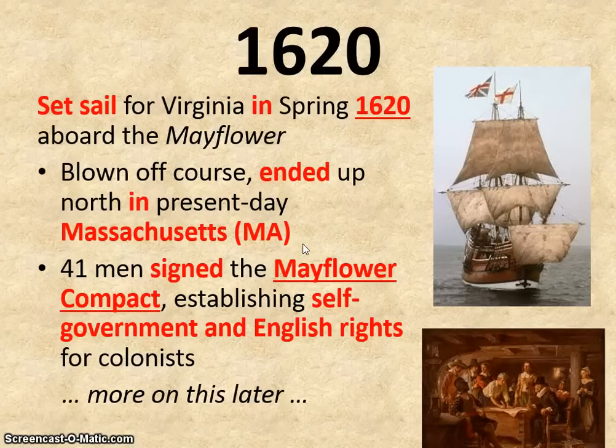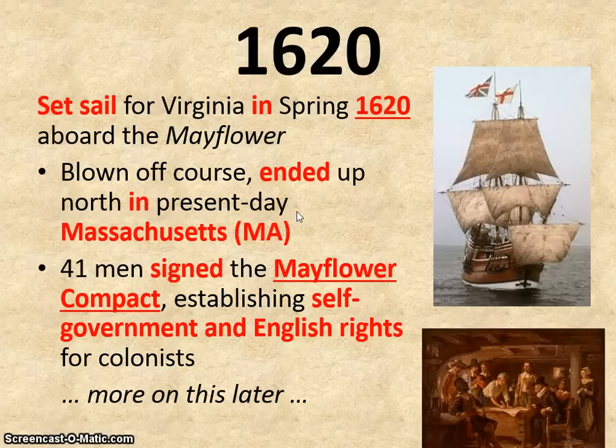So let's look at that date, 1620. We've already talked about 1607, the founding of Jamestown. Now here's another important date, 1620. This was the year that the Pilgrims set sail for Virginia aboard their ship, the Mayflower. On their way to Virginia, they were blown off course and ended up north of their destination in what we now call the state of Massachusetts, which you're going to see abbreviated as MA.